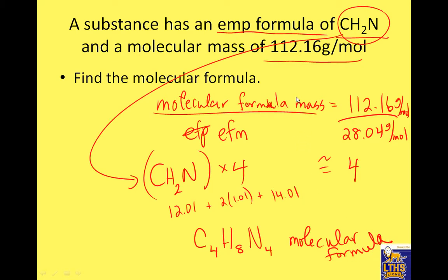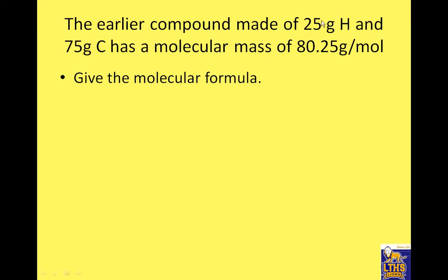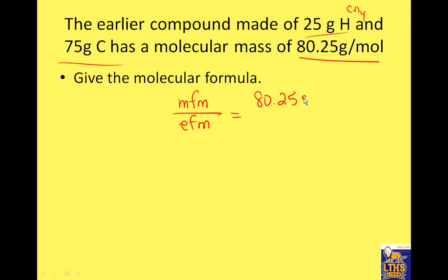Okay, so in order to get a molecular formula, take the formula mass of the whole molecule divided by the empirical mass, you get a whole number, and then multiply that whole number times the empirical formula. Earlier we had 25 grams of C and 75 grams of H, and we found that the empirical formula was CH4. All right, so this is the molecular mass. We take molecular formula mass divided by empirical formula mass. The molecular formula mass is 80.25 grams per mole, given in the problem.